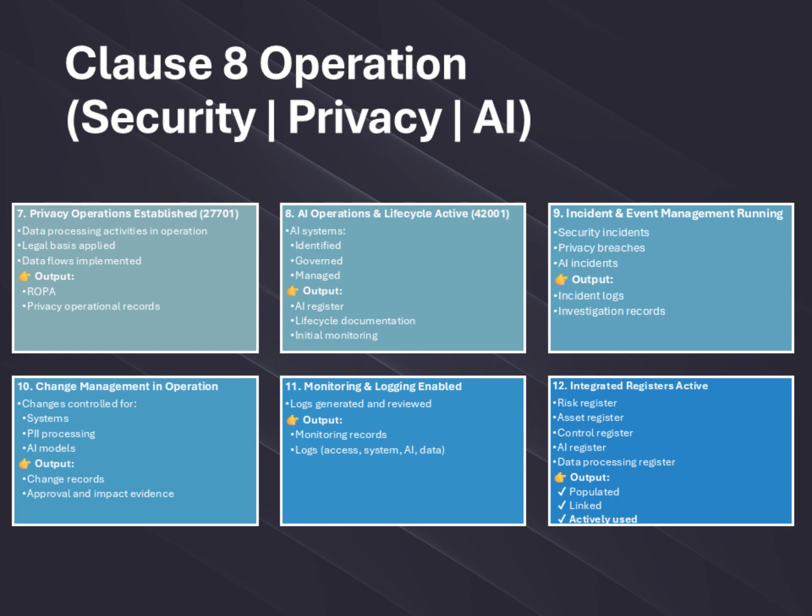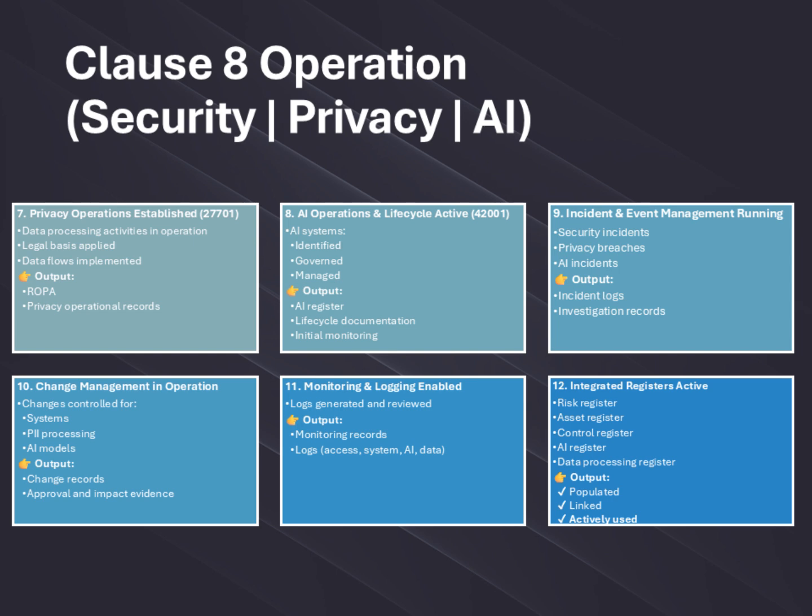From an AI perspective, systems are identified, governed, and actively managed. The AI lifecycle is defined and in operation, with registers and documentation in place, supported by initial monitoring activities. We also see incident and event management running across all domains, including security incidents, privacy breaches, and AI-related events, with logs and investigation records providing evidence of response.